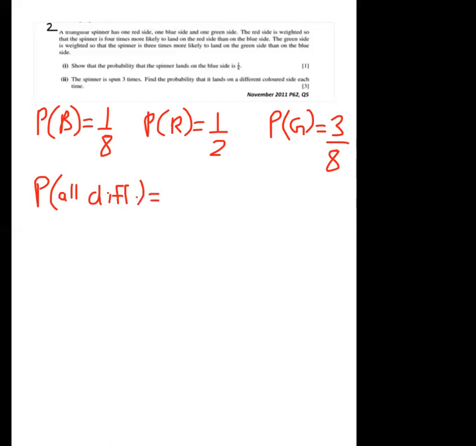So one case could be that in the first spin there's blue, in the second spin there's red, and in the third spin there's green. Then there could be, plus, first is blue, second is green, and third is red. So like this, there are multiple possibilities, and you have to add them all up.